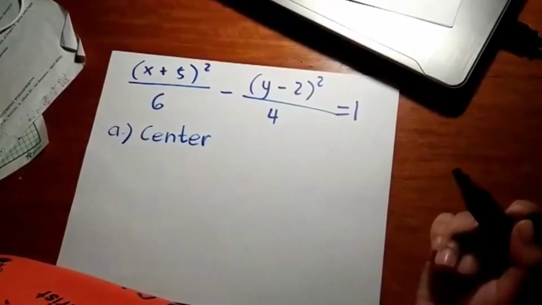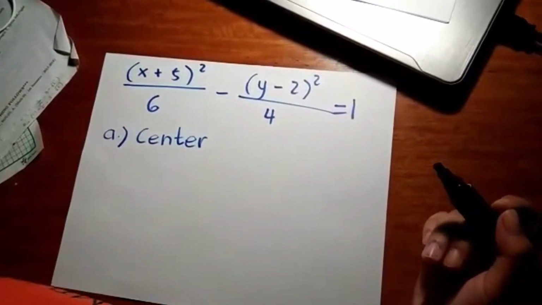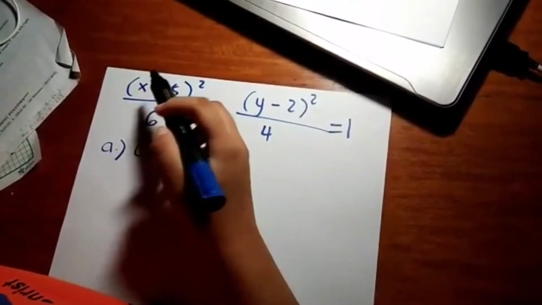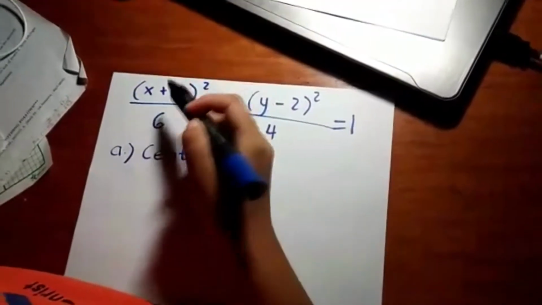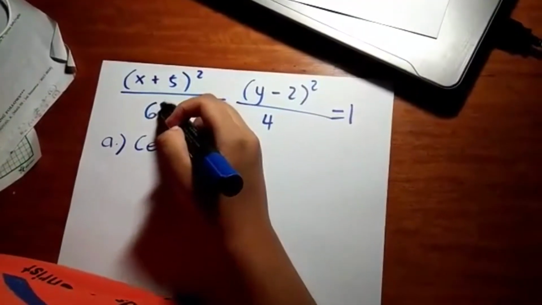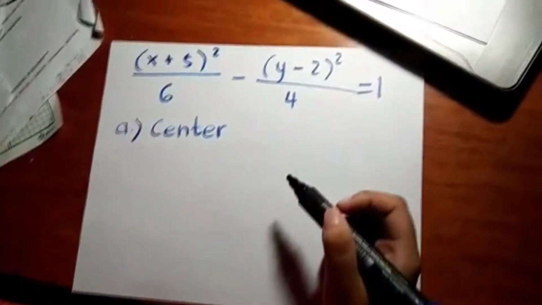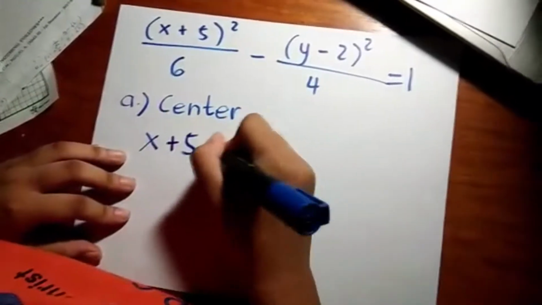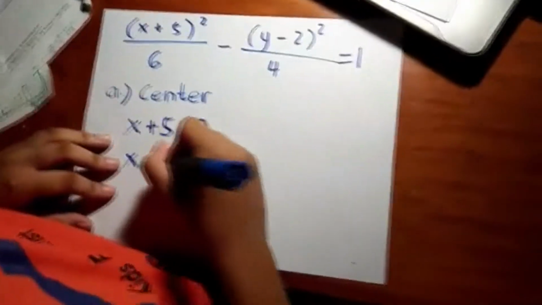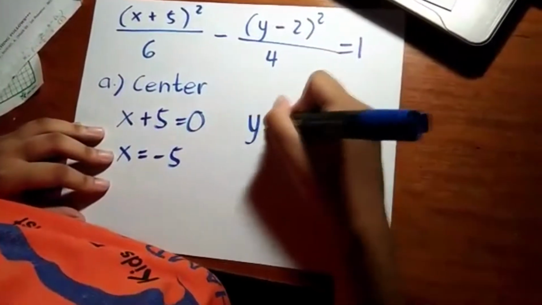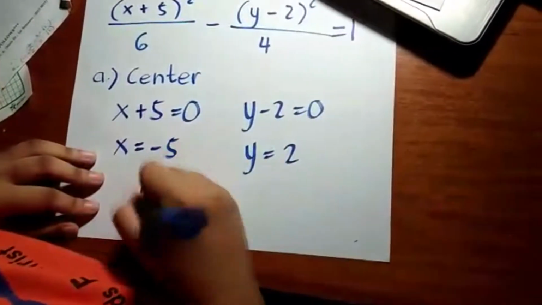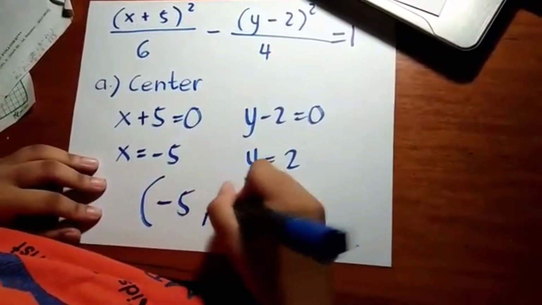We know our hyperbola is opening left and right because our positive term is on the x, which immediately means that our a squared is 6. So let's solve for our center. Our x coordinate would be -5 and our y coordinate would be 2. That means our center would be (-5, 2).